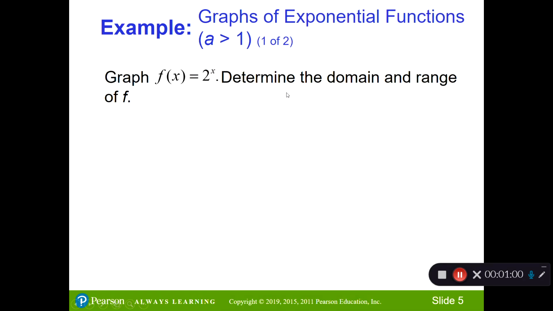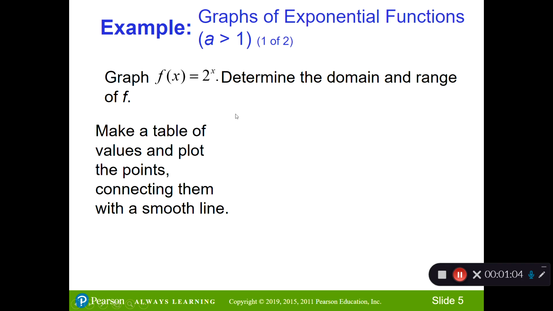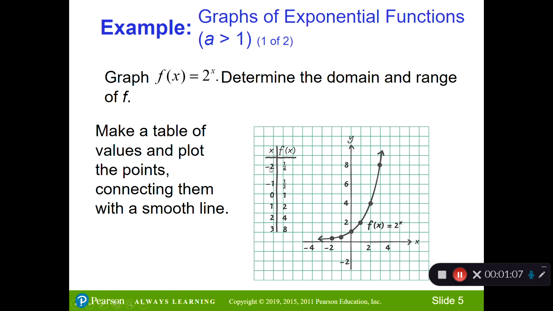So I want to determine the domain and range and graph 2 to the x. So we'll make a table of values. If I look at 2 to the negative 2 power, we're plotting in values of x. You remember a negative exponent means 1 over 2 squared. So that would be 1 over 4, so 1/4. 1/4 as a decimal would be 0.25. So that's this value here.